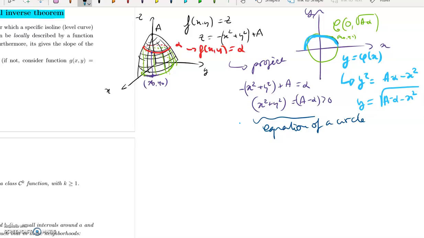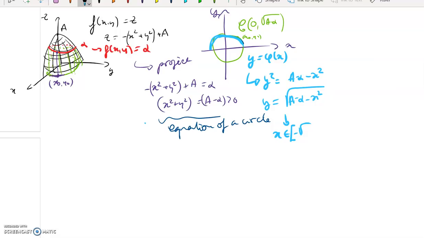But you still need x to belong to minus square root. So in order to be able to write this, x must be between minus square root of a minus alpha and plus square root of a minus alpha. Okay, so take your time to understand that. But in that case, it's very direct. We can directly write y as a function of x.